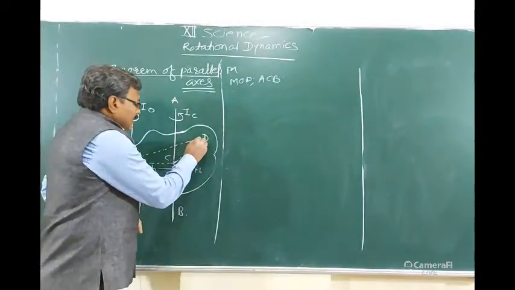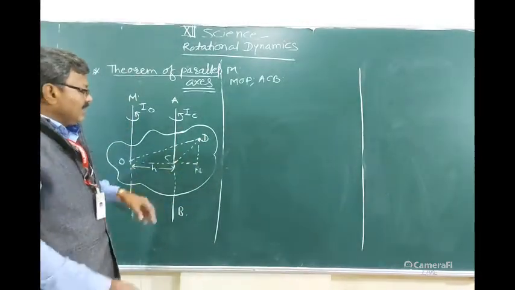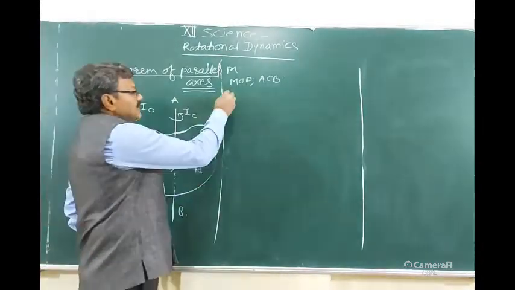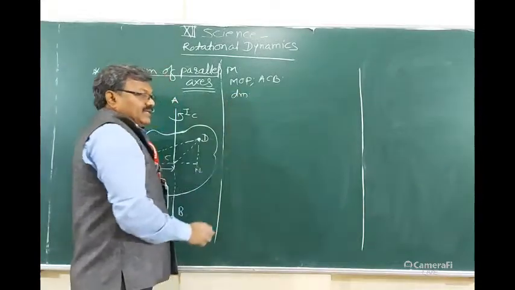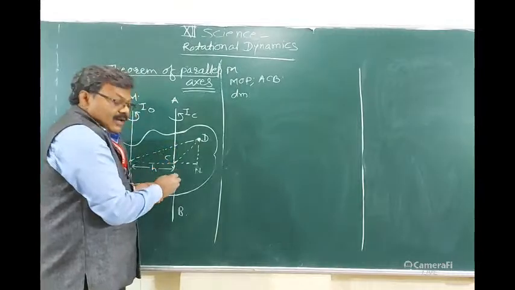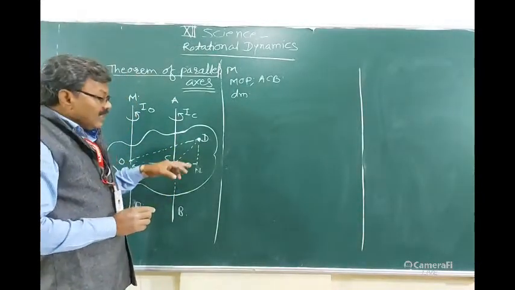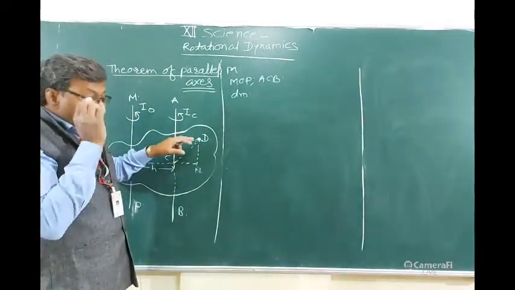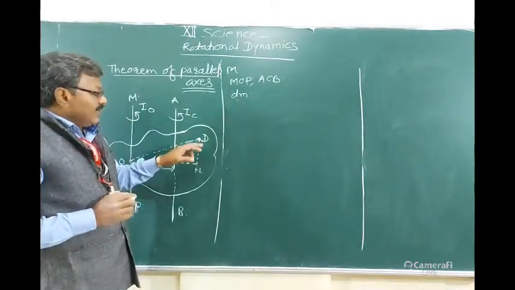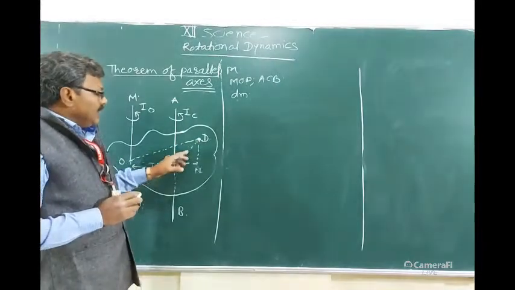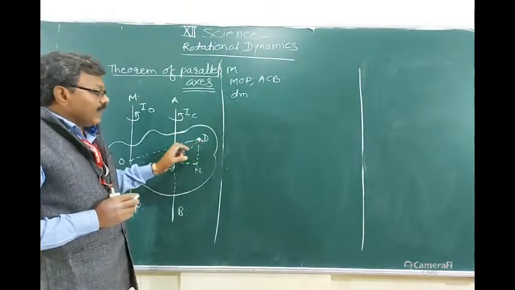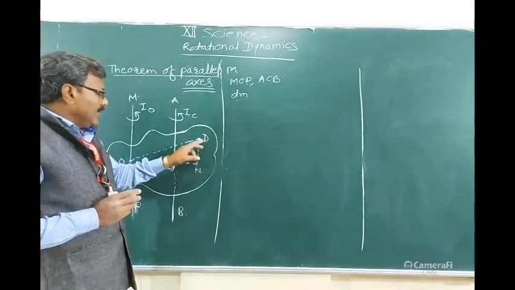For that, consider a mass element placed at point D. Mass element means a small element of this body. Actually, the body is divided into a large number of small elements, and we are considering one small element, known as the mass element. Its mass is dm. It is located at point D.